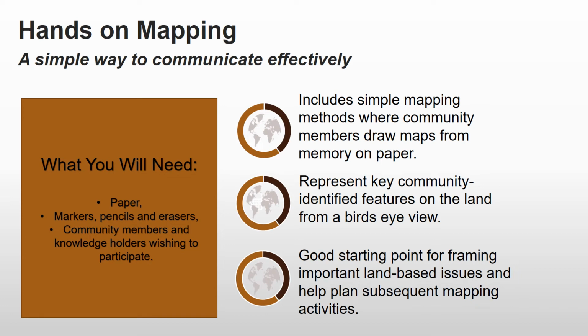Hands-on mapping is a very simple way to communicate effectively. Essentially, community members draw maps from memory. These maps represent key community-identified features on the land from a bird's eye view. This method is very simple and is a good starting point for framing important land-based issues and helping plan subsequent mapping activities. All you need is a piece of paper, something to write with, and community members interested in sharing their knowledge.